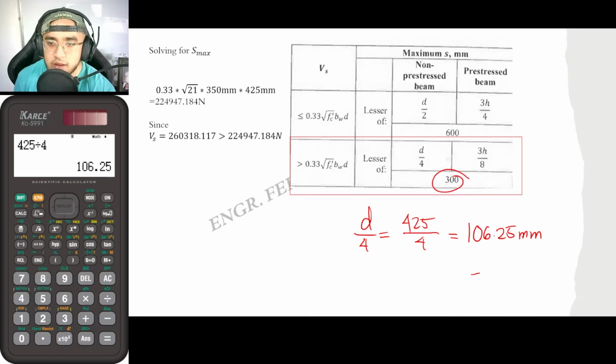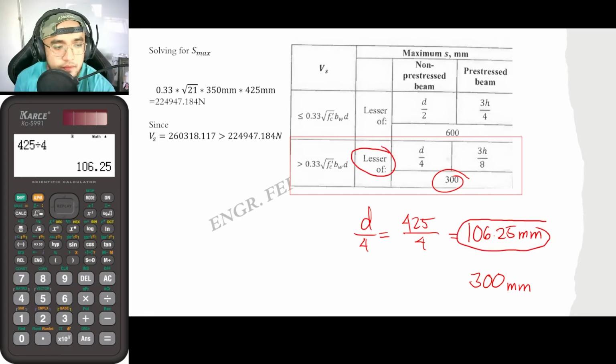So 300. Okay, so which one do you think would govern? The one governing here is of course the smaller value, as you can see here, the lesser of. So 106.25 mm. And since it is rather weird to put 106.25 mm in the structural plans, we would now be making use of 100 mm.